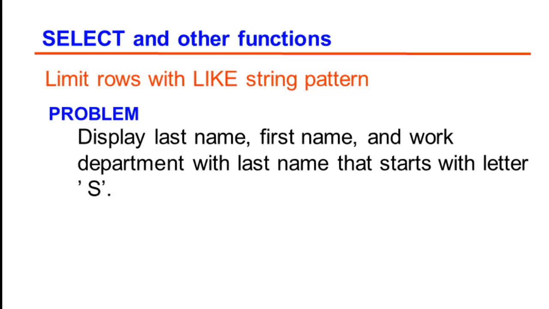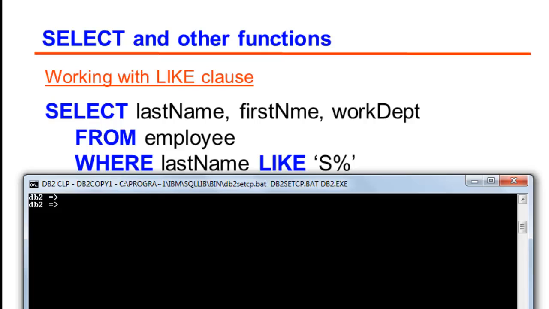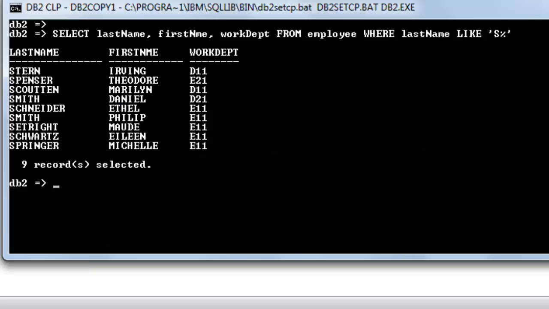Our discussion starts with limiting rows with the LIKE clause. We use the LIKE clause to filter string patterns. In our problem, we're going to display the last name, first name, and the work department with a last name that starts with letter S. To do that, we will have this script. Here is the result.